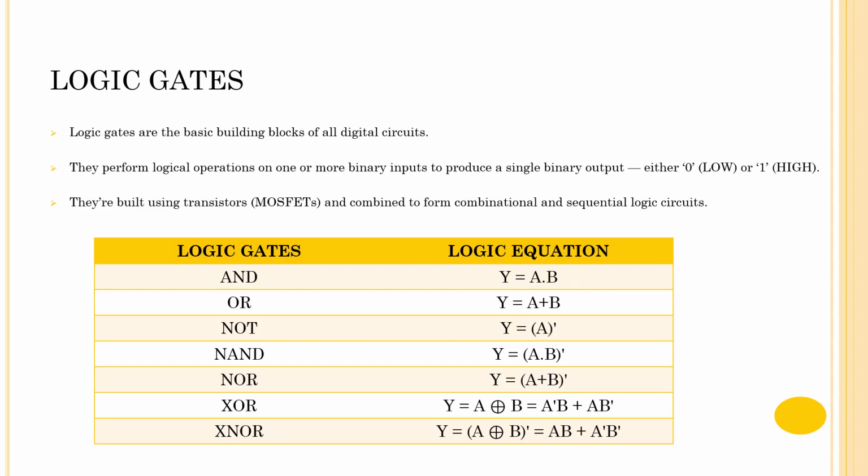Now we review the logic gates. These are the basic building blocks of any digital circuit. They perform logical operations on binary inputs 0 and 1 to produce a single binary output. Every complex digital circuit like processors and memory is made up of a combination of these simple gates. Let's quickly go through the main types of logic gates.